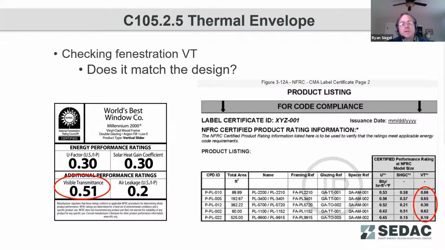Visible transmittance is another one. Does it match the design? This is a little less critical, but being aware where this can play a role is when we get into daylight harvesting controls. If you don't have enough visible transmittance and you're not allowing enough natural light into the building, that's going to cause the artificial lighting to work harder.